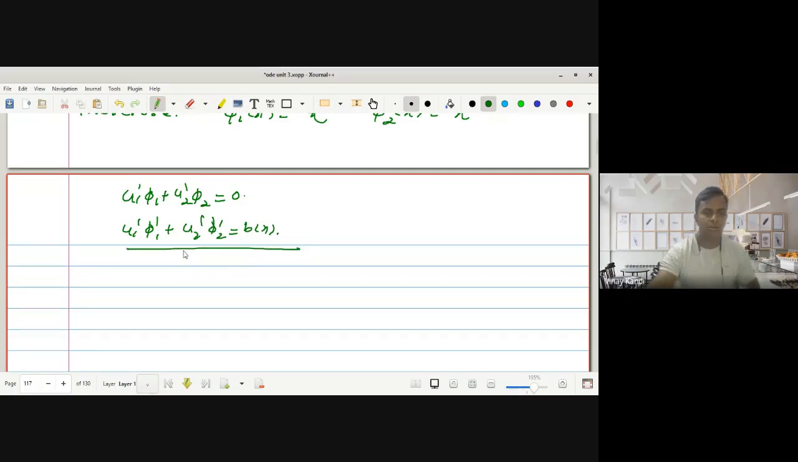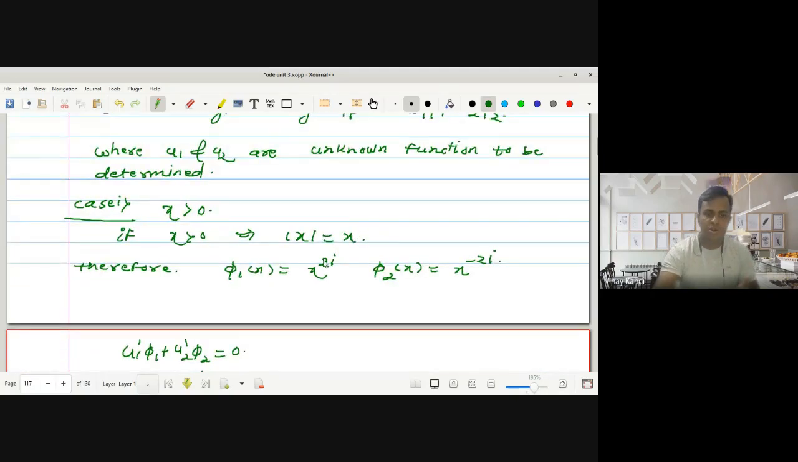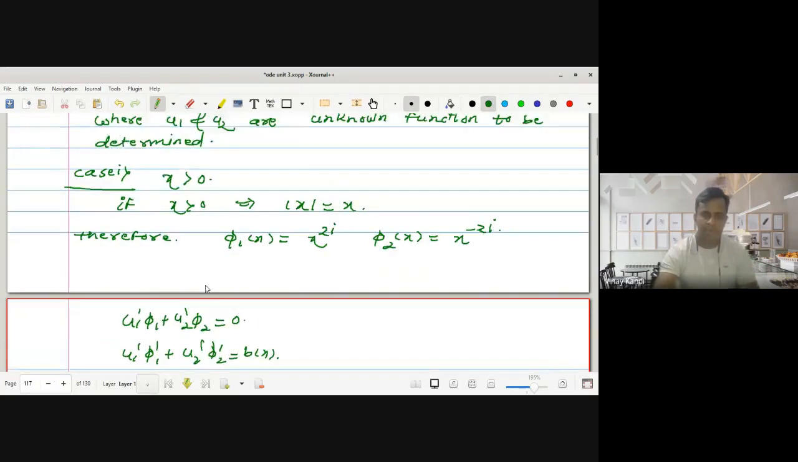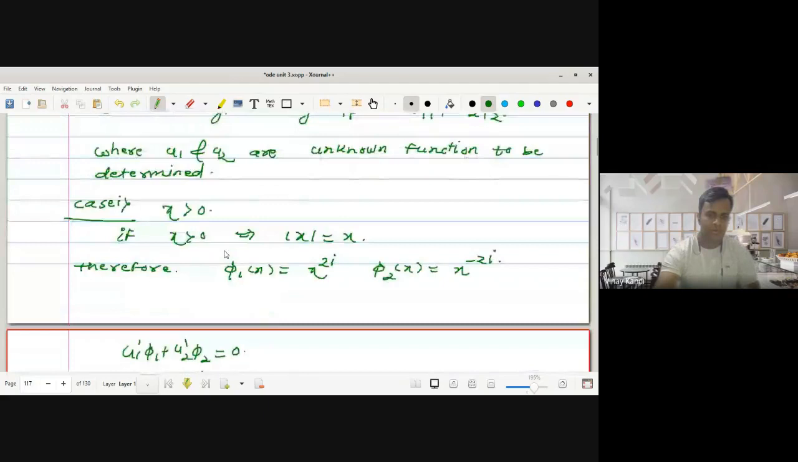Here we have to find phi1 dash and phi2 dash, and the derivative of the modulus cannot be taken, so we take two cases: x greater than 0 and x less than 0. So here if x is greater than 0, what is the phi1? x raised to 2i, and phi2 is x raised to minus 2i.